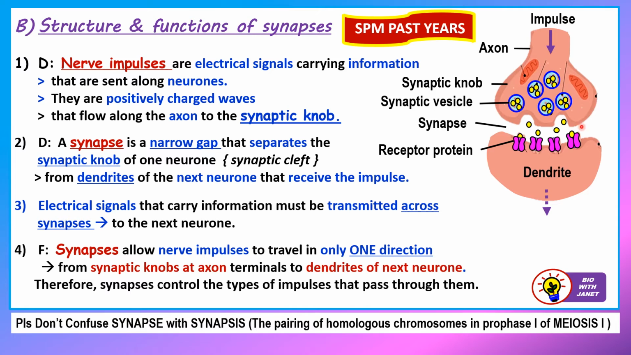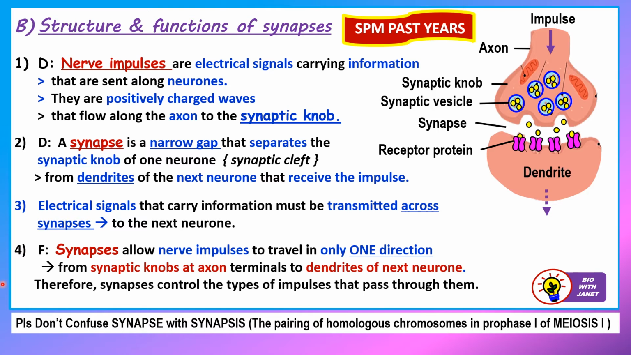Now, the reason why it allows nerve impulses to travel in only one direction is that in the synaptic knob, there are synaptic vesicles, which are involved in the transmission of nerve impulses. The dendrite doesn't have the synaptic vesicles. And on the dendrite, we have receptor proteins that are not found on the synaptic knobs. So these two structures are in the right place for the transmission of nerve impulses.